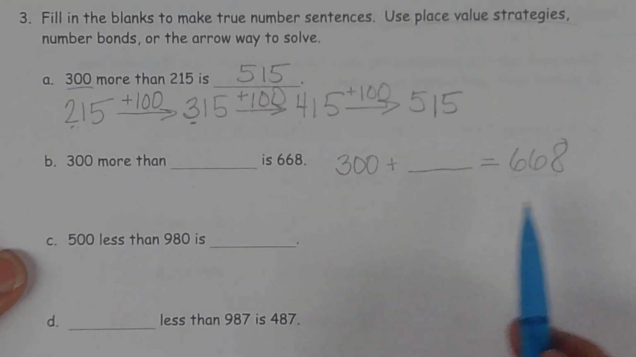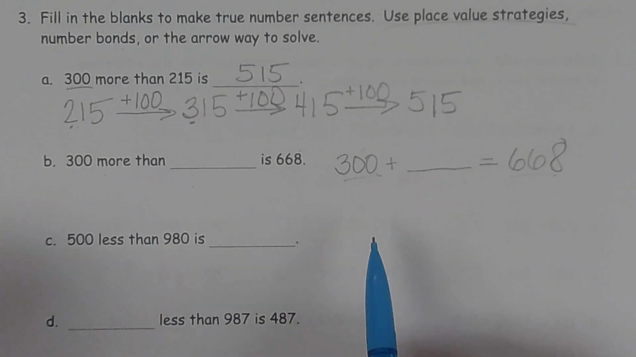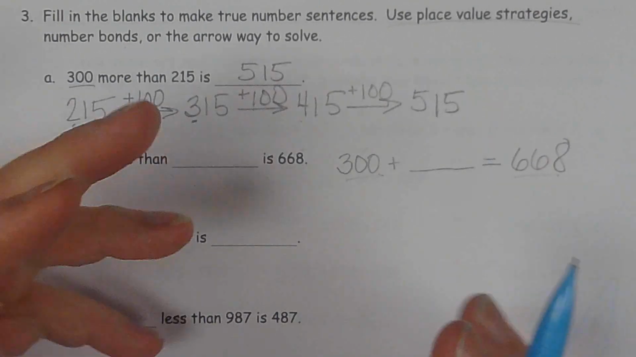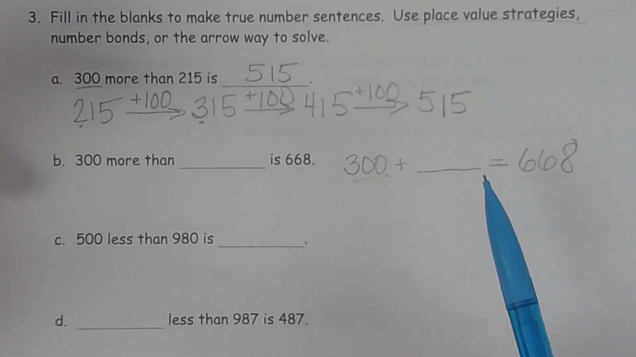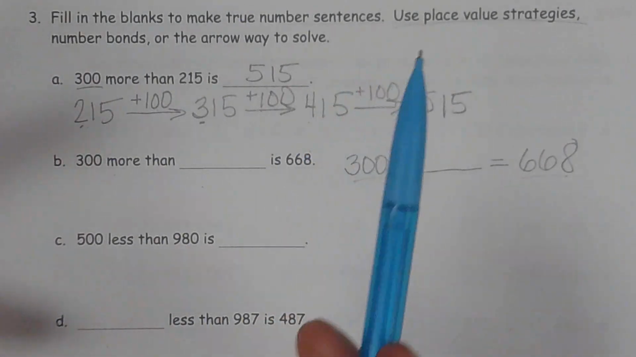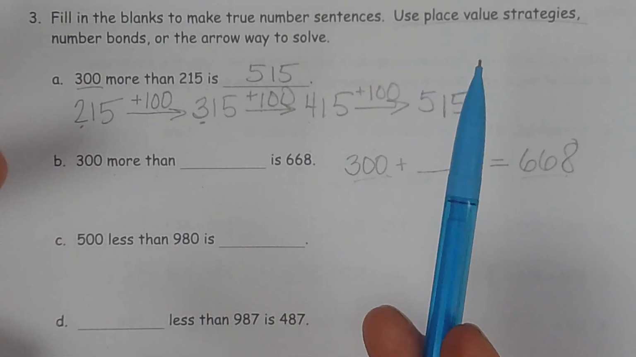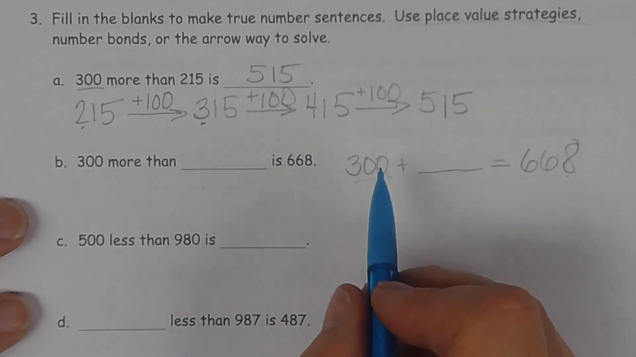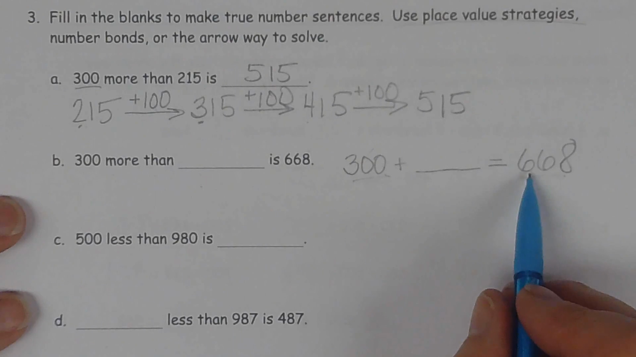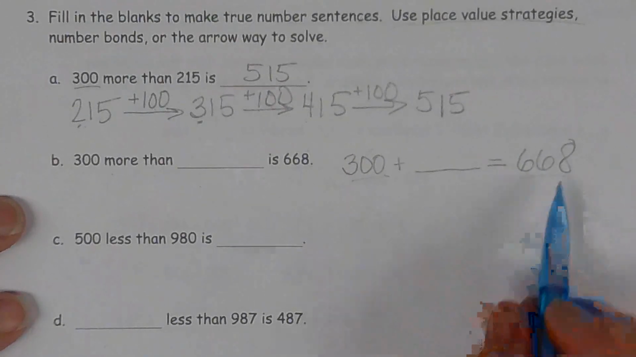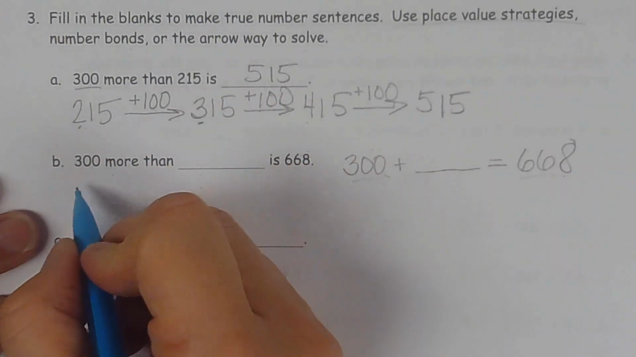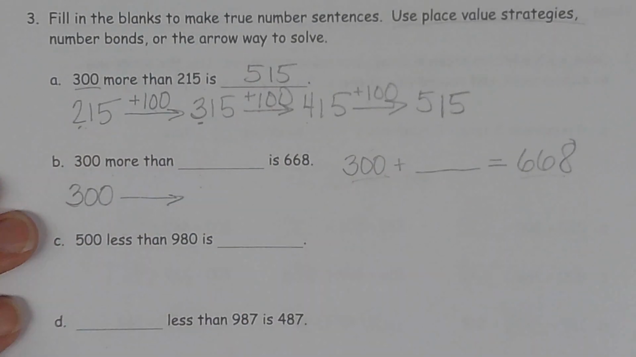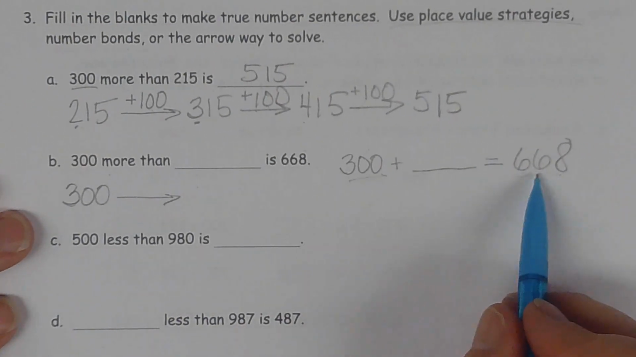I have my whole and one part. So I would be subtracting. But the easiest way to do this, with a number bond or arrow way, would be to do the arrow way and to count up. So I'm going to start with 300 and figure out how much more I need to get to 668. So I'm going to start with my 300 here. And I'm going to add quite a bit, aren't I?